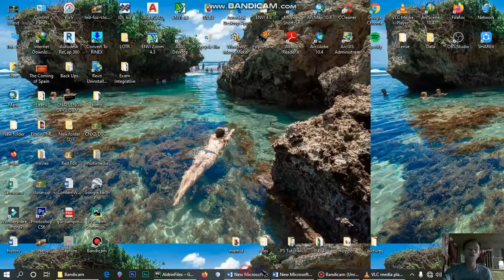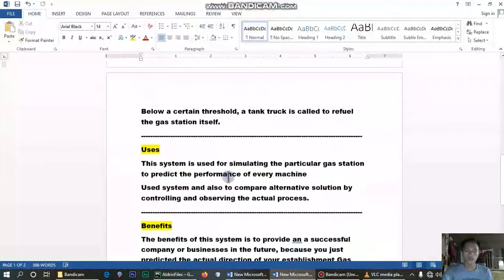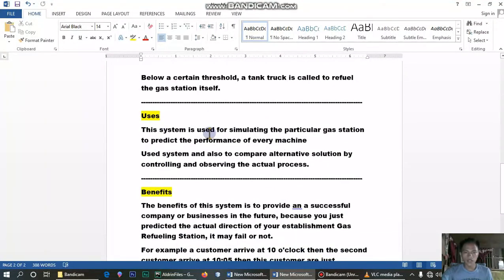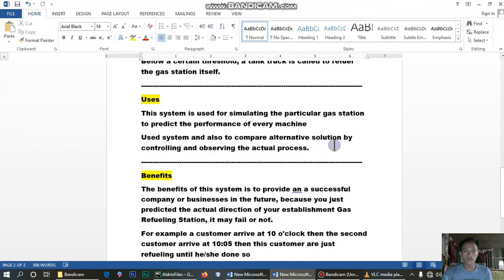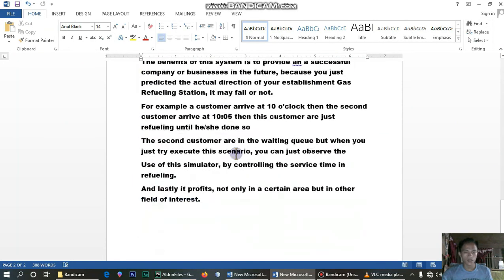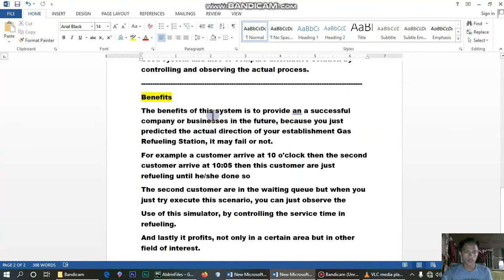So we come to the uses of this simulator. This system is used for simulating a particular gas station to predict the performance of every machine used in the system and also to compare alternative solutions by controlling and observing the actual process. Then the benefit of this simulator is to help provide a successful company or business in the future, because you can predict the actual direction of your gas refueling station establishment. It may also fail or not.